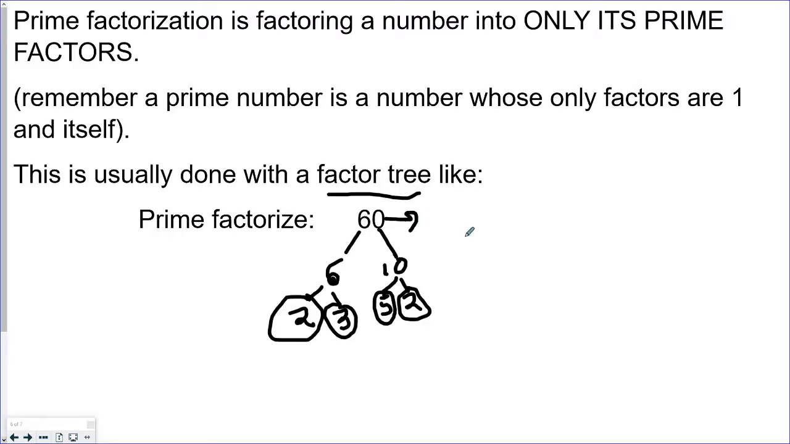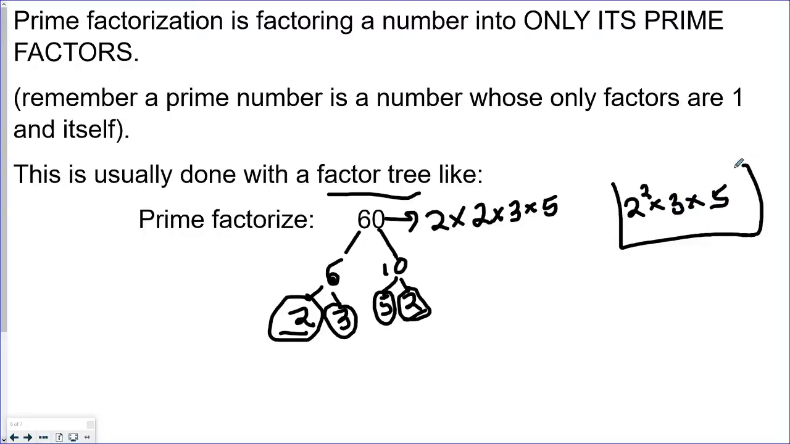So the prime factorization of 60 would be this: 2, which is this one, times 2, which is the next 2, times 3, times 5. Or if you want to write it a different way, you can say 2 to the second, because there's two 2's. So 2 to the second times 3 times 5. Both these would be okay answers.